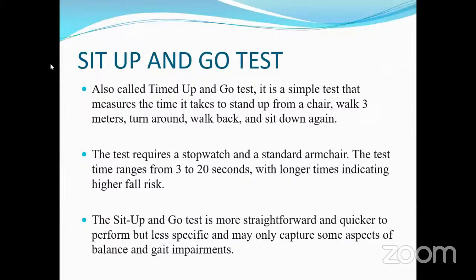Sit up and go test is another test. Sometimes it is called timed up and go test. It's very simple. You need a 3-meter space. You walk back and forth. The time to administer the test is very short, 3 to 20 seconds, and the lower the time they spend in doing it, the better the patient. It is straightforward, quicker to perform, but it's not as specific as some of the gait and impairment measures that we had before. Again, sit up and go test, very simple to use.